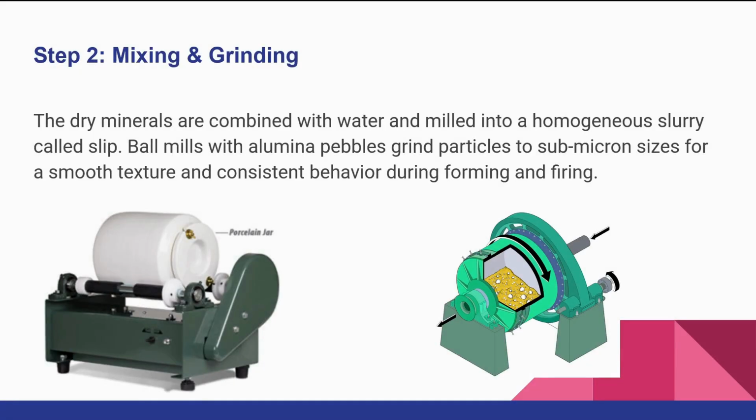Step 2. Mixing and grinding. The dry minerals are combined with water and milled into a homogeneous slurry called slip. Ball mills with alumina pebbles grind particles to submicron sizes for a smooth texture and consistent behavior during forming and firing.